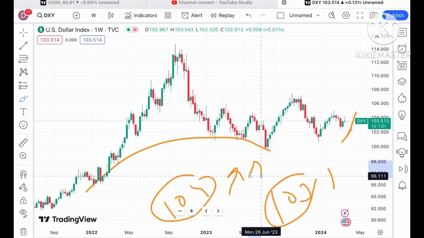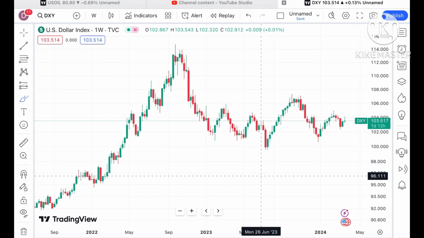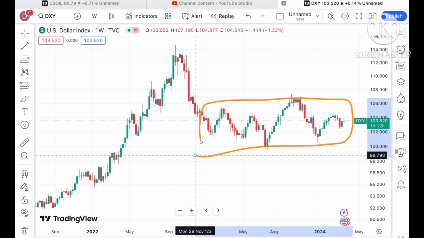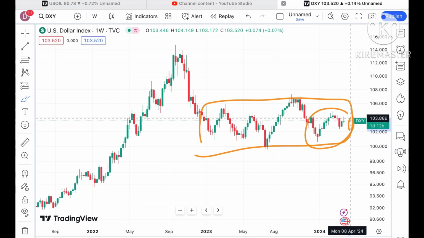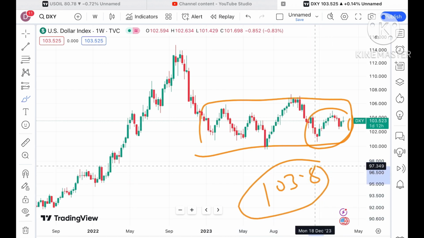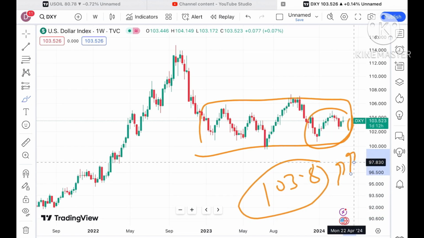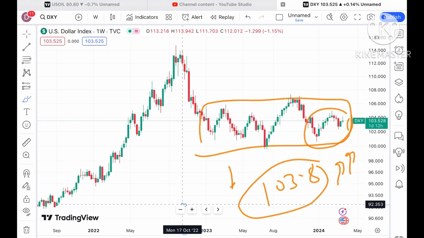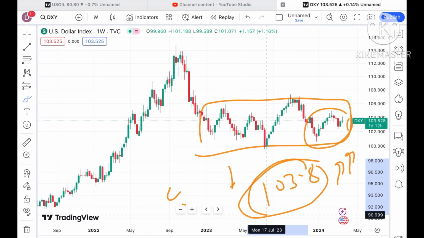Now let's see how the price of the dollar index is moving at this particular level. Look at this particular trend. On a weekly basis we can see the dollar index is moving in this zone. So if this zone breakout happens, that means if the price keeps moving above a level of 103.8, then the dollar index will move upside, which will in turn reduce the price of crude.